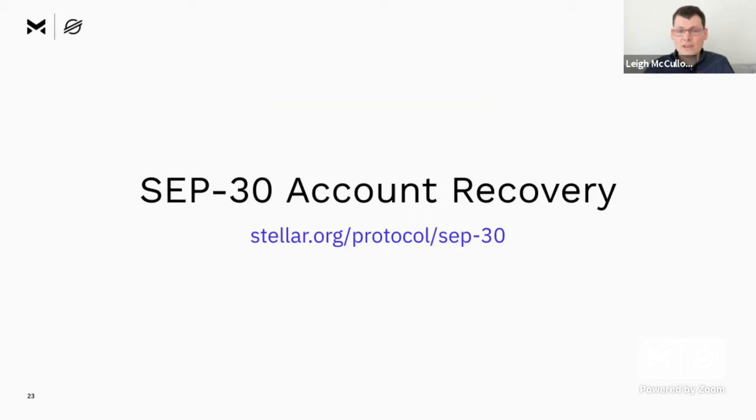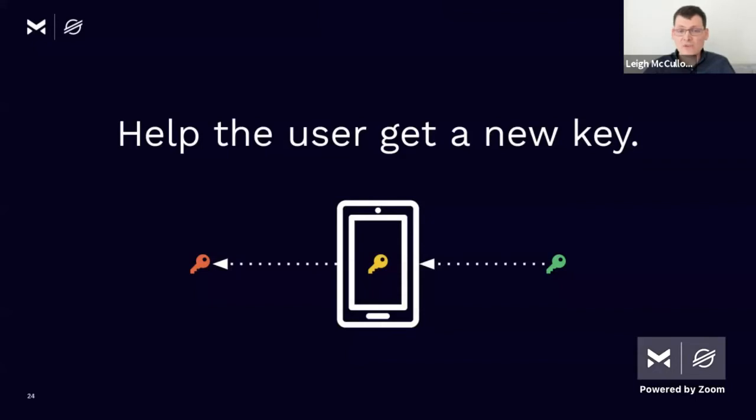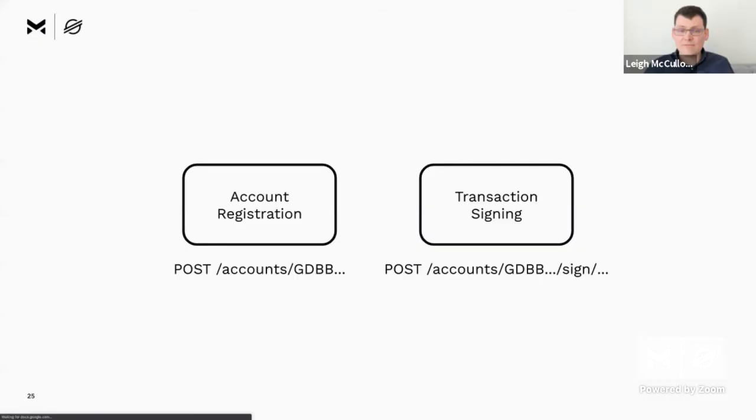So a wallet that implements SEP-30 does many of the same things that other wallets do, but instead of backing up the master key, it helps the user to get a new key when they need it. It prevents the user from losing their account and not their key. The user's Stellar account doesn't change, its address stays the same, but the user's signing key changes.